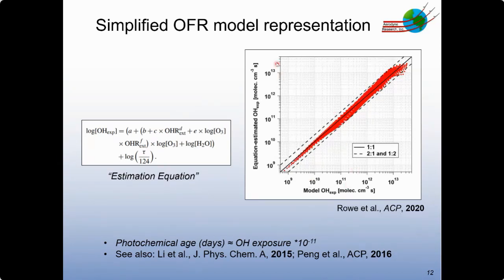And so to give you a sense of scale for these large numbers that you're looking at here, 1 day of OH exposure in the atmosphere is about 10^11 molecules per cubic centimeter second, which is in the mid-range of this plot. So this is looking at aging timescales that range from much less than a day to much more than a day. This complements the model, and it complements the situations where you can measure the exposure by giving you a sense of where in a photochemical regime you are operating with the OFR at any given time.